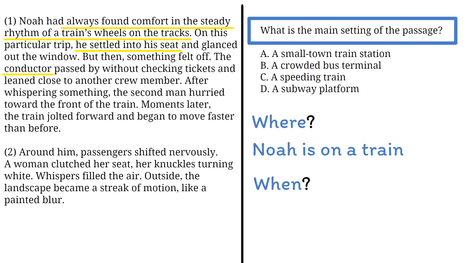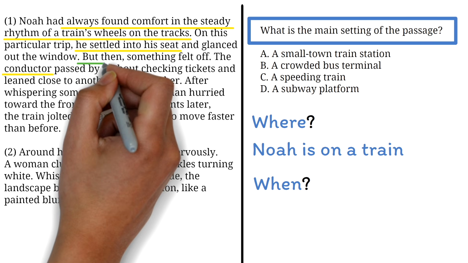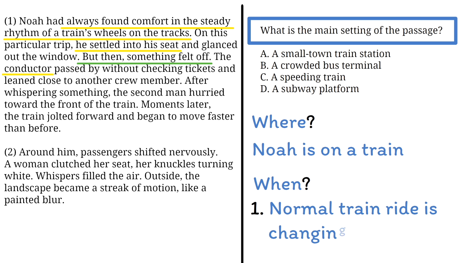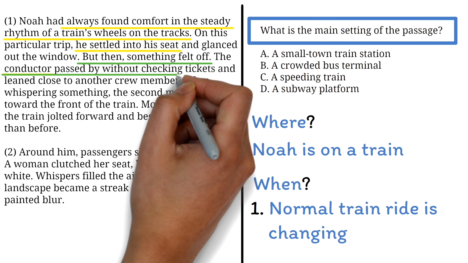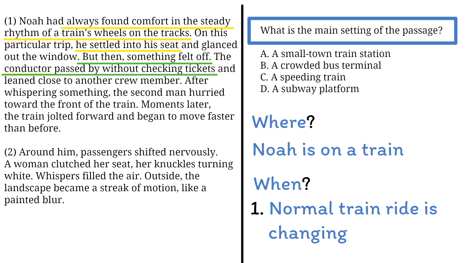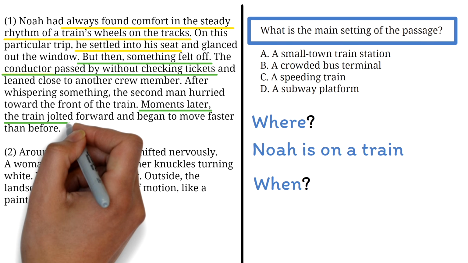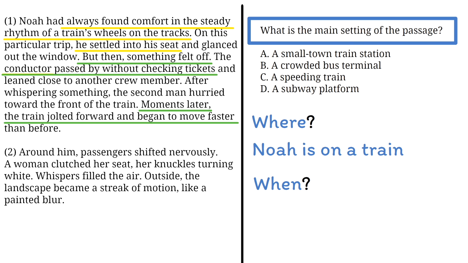Let's continue looking through paragraphs 1 and 2. The first clue is, but then, something felt off. This tells us that the normal train ride Noah has been experiencing is changing. The second clue we see is, the conductor passed by without checking tickets. This unusual behavior hints something serious is starting. The third clue we see is, moments later, the train jolted forward and began to move faster. This is the exact moment the main action begins, that is, the train speeds up.